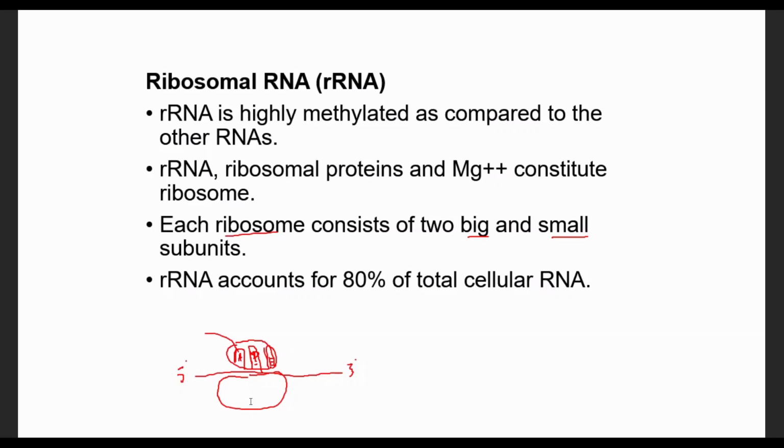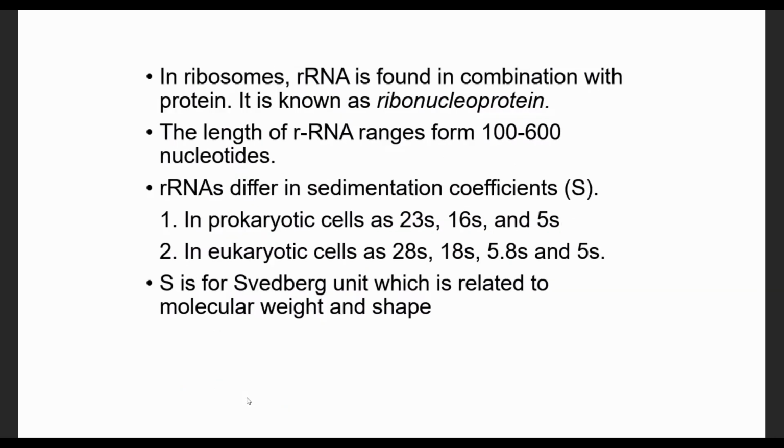Ribosomal RNA accounts for 80% of the total cellular RNA. Messenger RNA is about 5%, and transfer RNA is about 15 percent. In the ribosome, ribosomal RNA is found in combination with protein. They are found together with protein. We call them ribonucleoproteins. This is another name for ribosome.